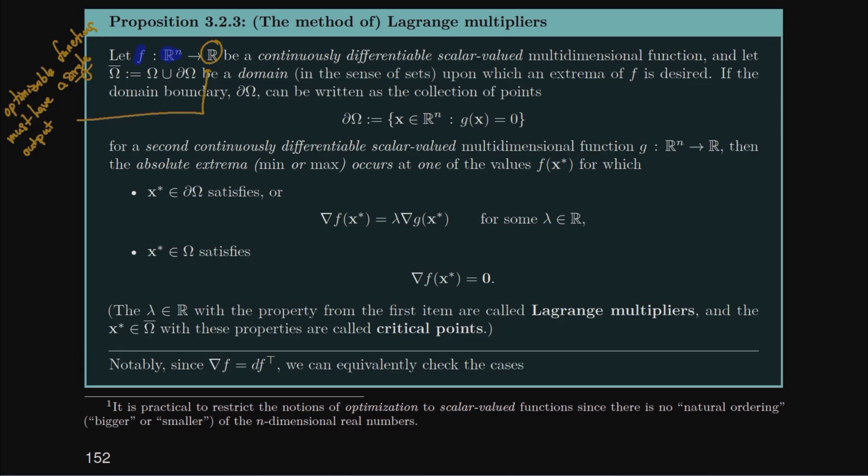If the output were like R^n, R^11 or something, you had 11-dimensional outputs, there's no way you can order one 11-dimensional output as better or worse than a different 11-dimensional output. So you're always looking for just a single output in these functions.